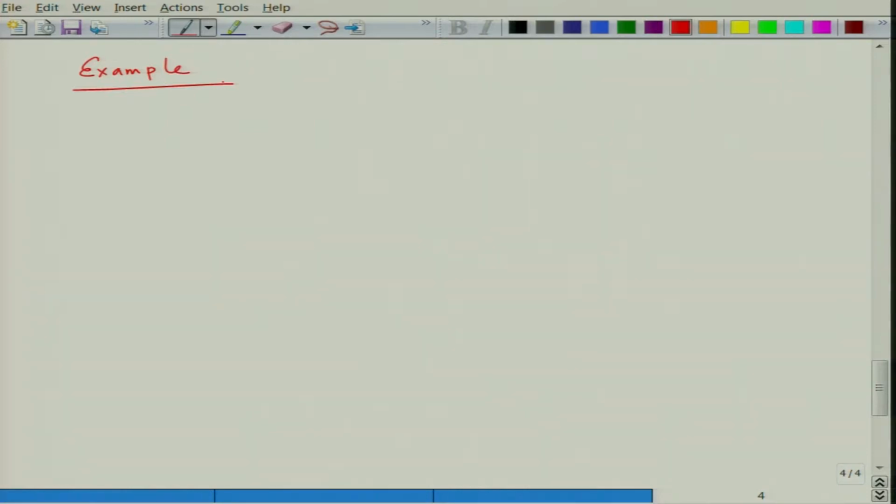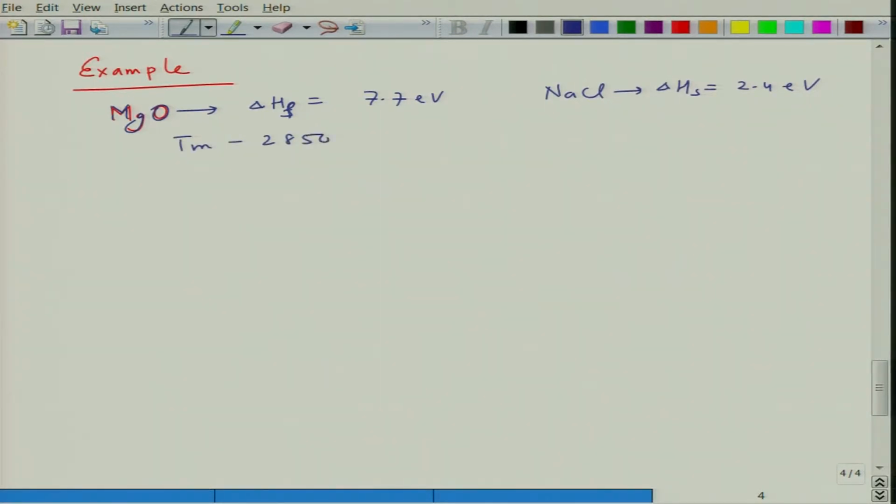Okay. So, let us say we take a case of MgO. MgO has a Schottky defect formation energy of 7.7 electron volt. On the other hand, if you look at the case of NaCl, delta Hs is approximately 2.4 electron volt. So, as a result, the melting point of MgO is about 2850 degrees centigrade approximately, and for sodium chloride it is about 800 degrees centigrade.